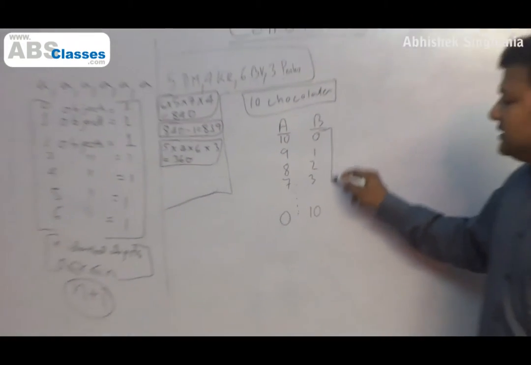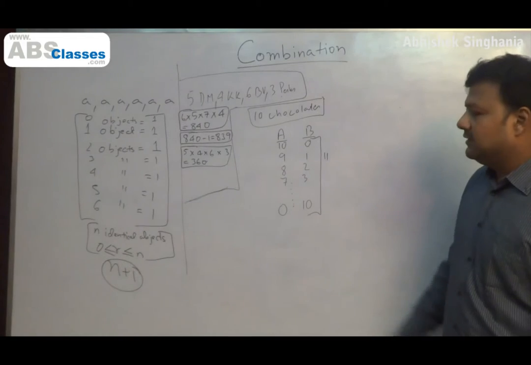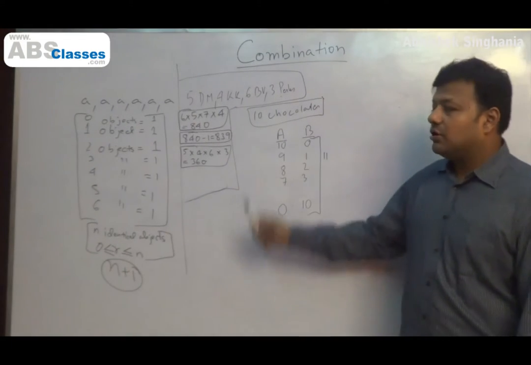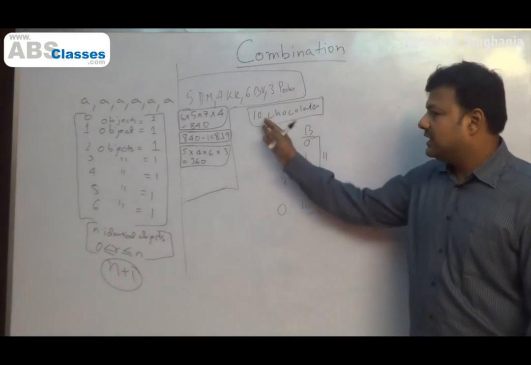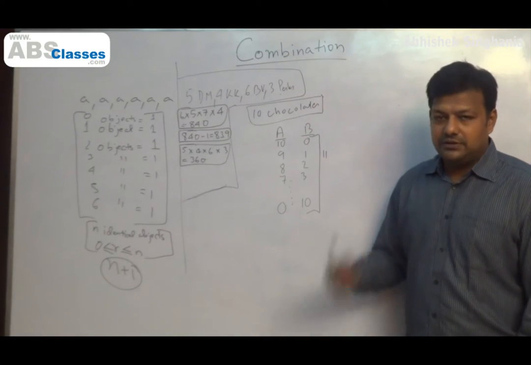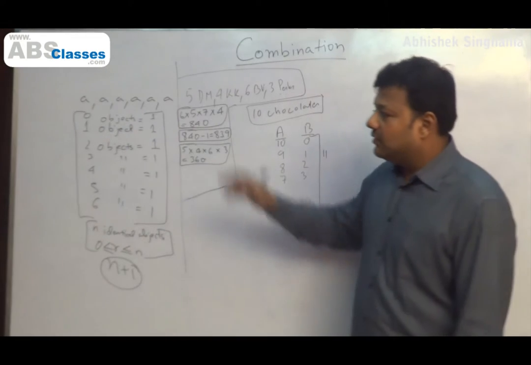So how many different cases can there be? 11 cases. This is based on the fact that the 10 chocolates which are assigned to me are all identical chocolates, all eclairs. So in how many ways can I give 10 chocolates to 2 kids? 11 ways. It's very easy to understand. This is similar to what we did here.